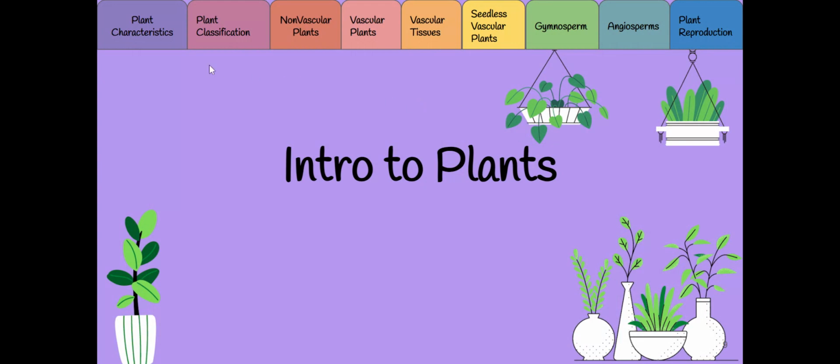This is broken down into the purple slides of your presentation. We have plant characteristics, plant classification, non-vascular plants, vascular tissues, seedless vascular plants, gymnosperms, angiosperms, and plant reproduction. It should be a total of about 10 slides or so.